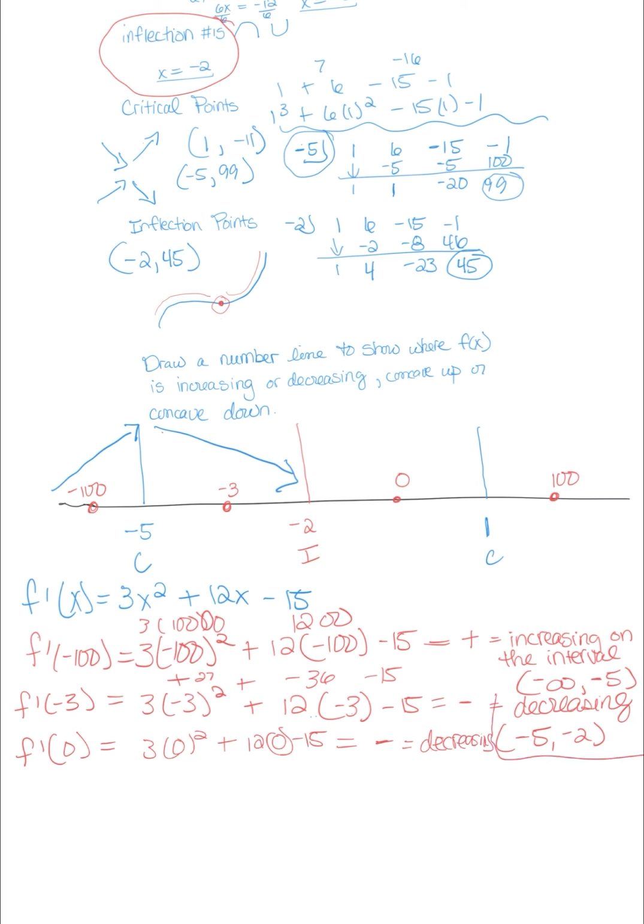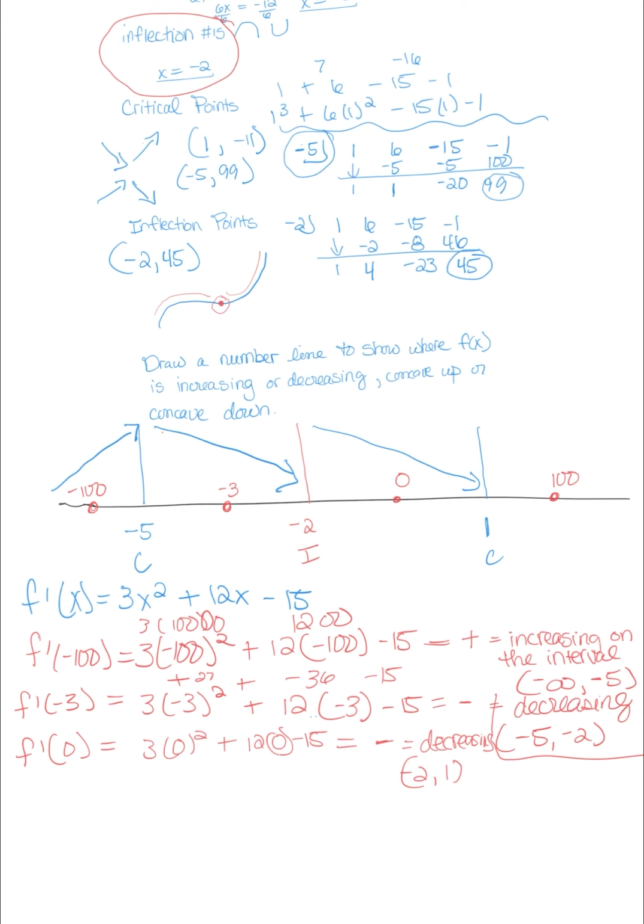But now we're decreasing from -2 to 1. So why didn't we change direction there? Well, because this was an inflection number. And what changes at an inflection number is our concavity, the personality of our graph. Are we positive or are we negative? That's what's happening, but we're not changing direction.